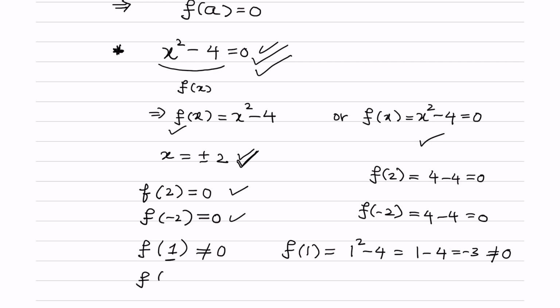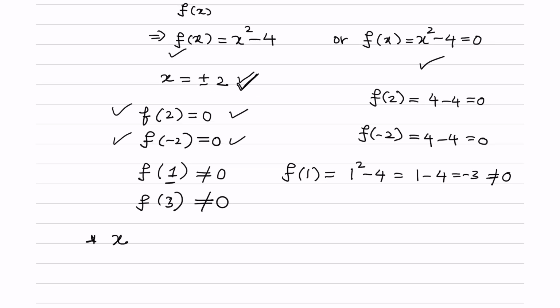The same way f of 3, I don't even need to check it. I will say that it will not be equal to 0. x square minus 4 equal to 0 has only two roots. So for those two roots, we will say f of 2 is equal to 0, f of minus 2 is equal to 0, but any number other than 2 and minus 2 will not make f of x equal to 0 because they are not the roots.